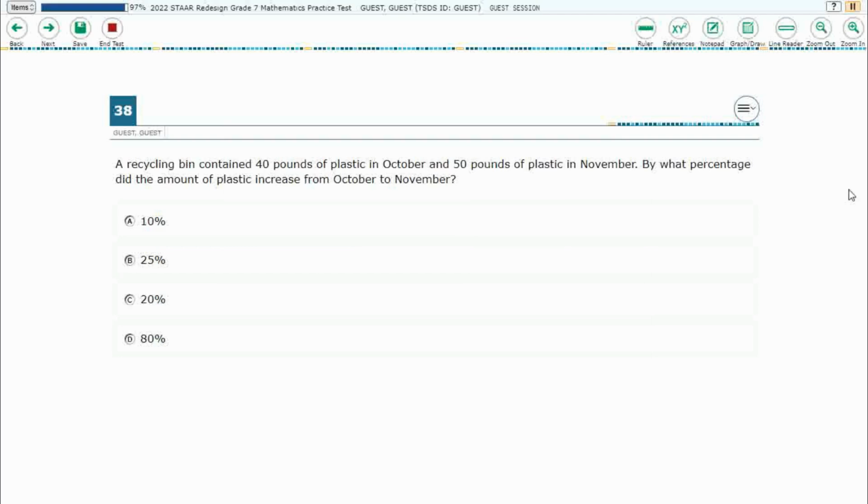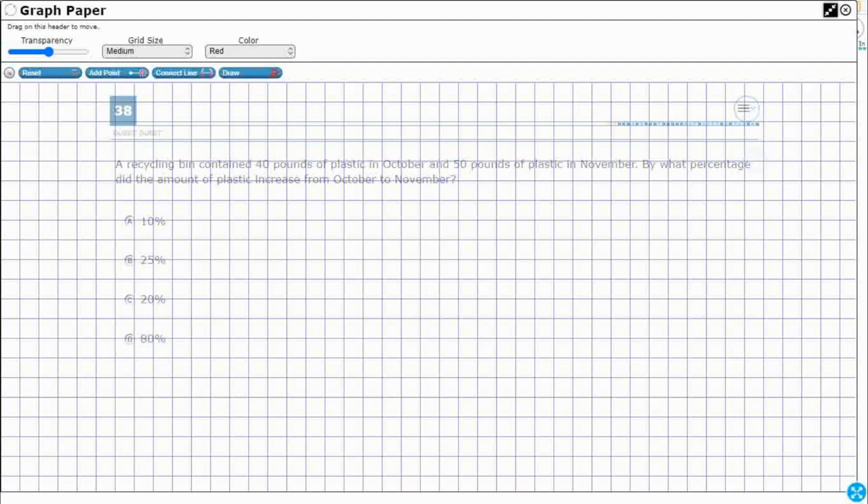So we've got a recycling bin. It contains 40 pounds of plastic in October and then 50 pounds of plastic in November. By what percentage did the amount of plastic increase? All right, so we're doing a percent increase here.